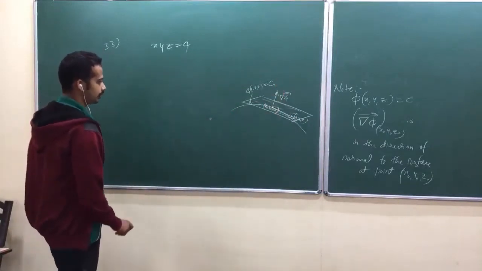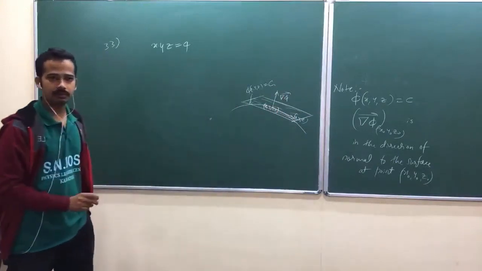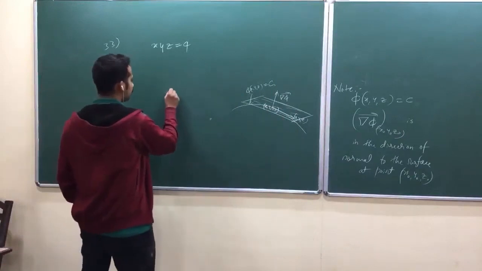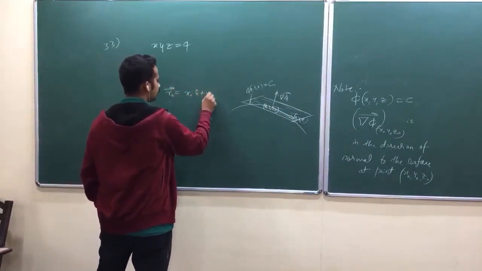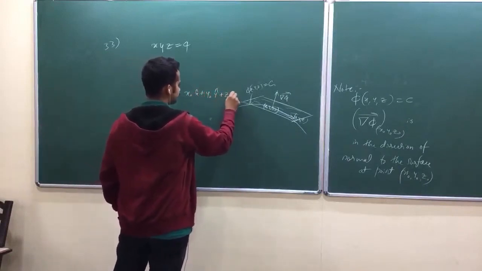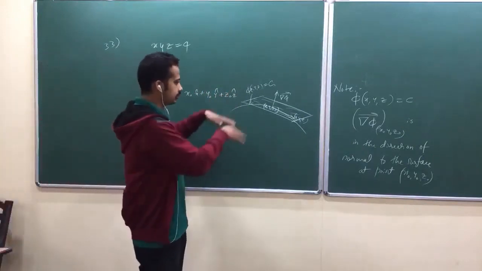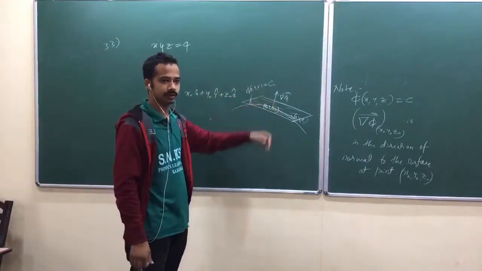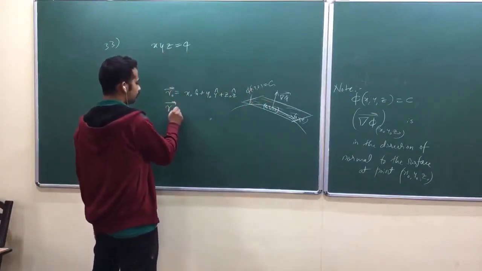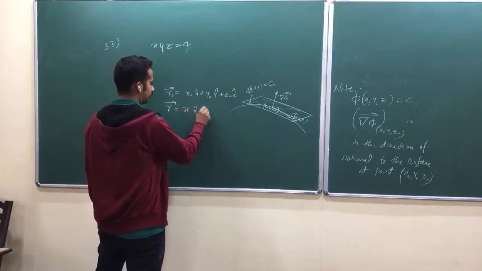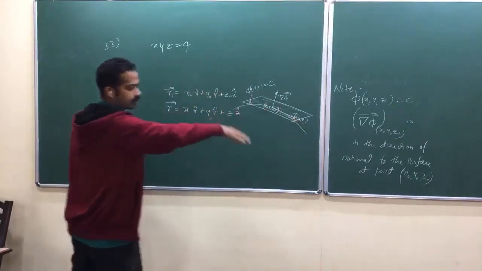Now what I do here is I am going to construct this vector. I am going to call this r0 vector as x0 x cap plus y0 y cap plus z0 z cap. That is my point on which I am discussing everything. Now I am going to write one more vector, R is equal to x x cap plus y y cap plus z z cap. This x, y, z is any point arbitrarily on the surface.